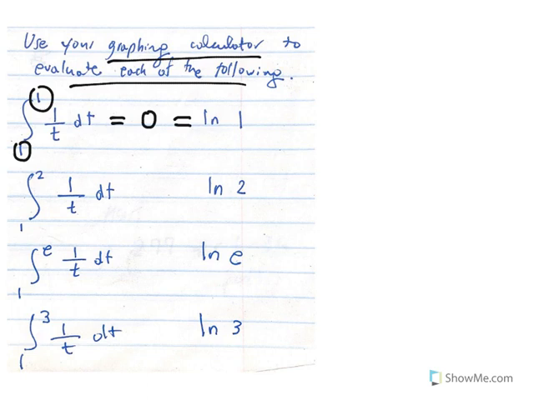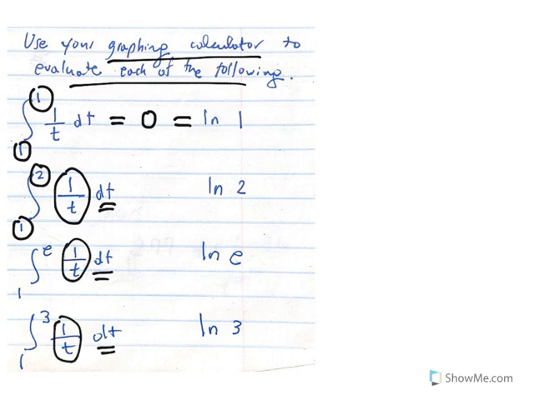For the second definite integral, observe that the integrand is 1 over t. We're integrating with respect to t from t is equal to 1 to t is equal to 2. And if you look at the third and the fourth definite integrals, the integrands are the same for all of them. We're integrating with respect to t. The lower limit of integration is the same for all 4 definite integrals. It is only the upper limit of integration that is different.